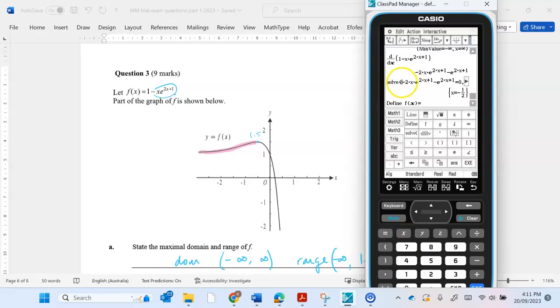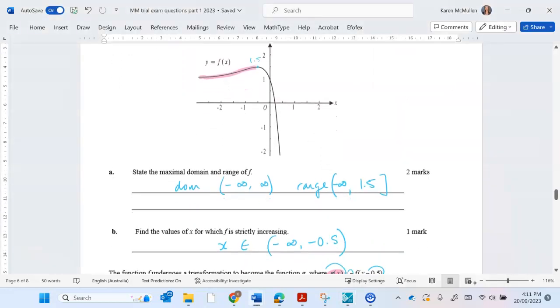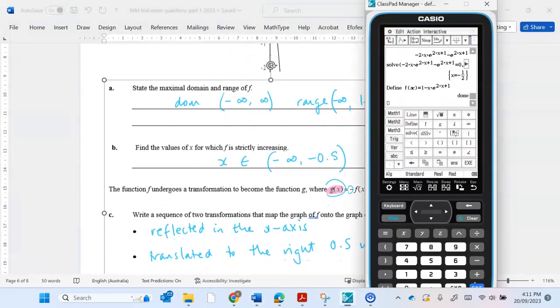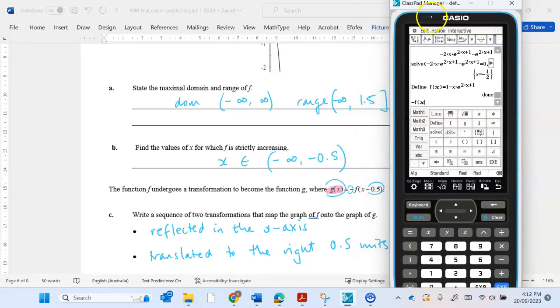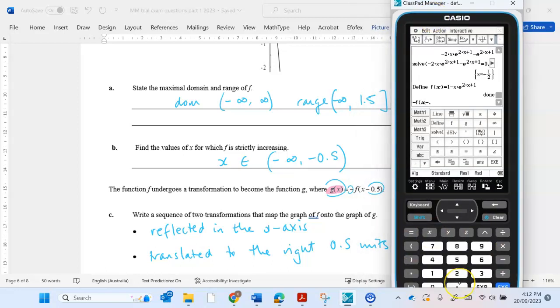Alright, and I can just drag this down. I don't have to write it again. No, that's not what I wanted. So I've told the calculator, can you remember that for me? And it's saying, yes, no worries. So we can do those transformations straight onto the calculator. So we've got negative f of x minus 0.5. Just make sure we've put that in correctly. Negative f of x minus 0.5, good.